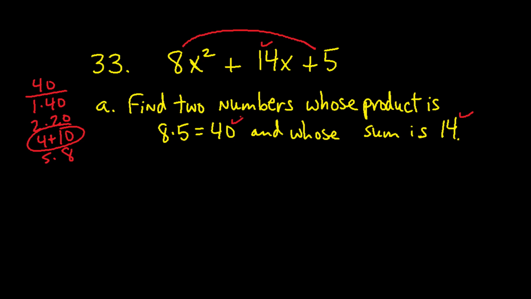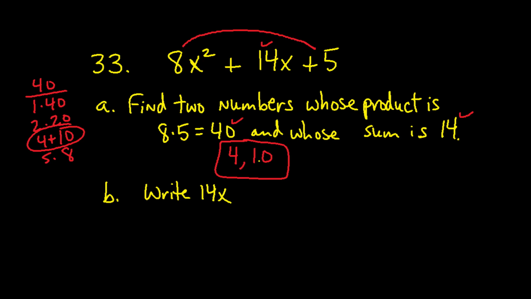So letter A is just asking us what those two numbers are that would multiply to be 40 and add up to 14. And those two numbers are 4 and 10. Part B is asking us to write 14x as two terms using the values 4 and 10. We would just change the 4 and 10 to 4x plus 10x. For part C, they're asking us to factor the problem by grouping.